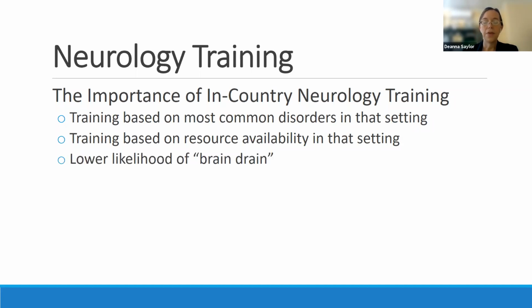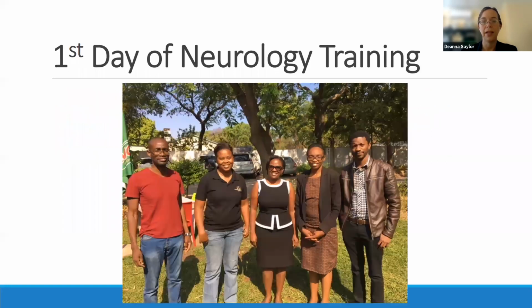And then, of course, if you train people in their home countries, they're more likely to remain in their home country, as opposed to the risk of what is termed brain drain when people go to a higher resource setting for training and then may not return to their home countries. And so I think that in-country training is a way to really build local expertise and to make sure that local expertise is really expert on the types of conditions that they're going to see and the types of resources they're going to have available.